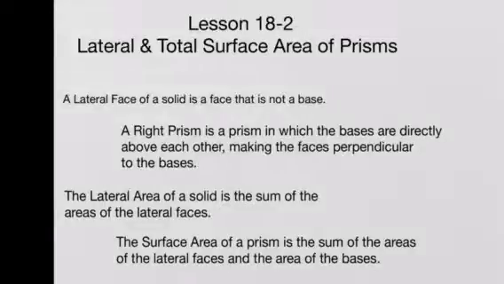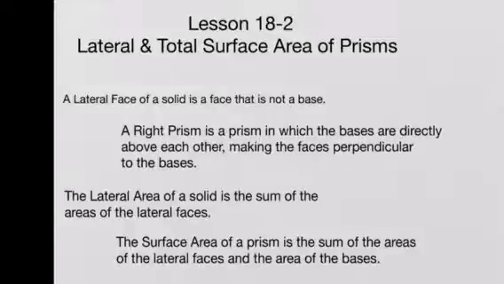Today, Lesson 18-2, Lateral and Total Surface Area of Prisms. So a lateral face of a solid is a face that is not a base. Prisms are made up of faces and bases. A right prism is a prism in which the bases are directly above each other, making the faces perpendicular to the bases, in other words, at a 90-degree angle.